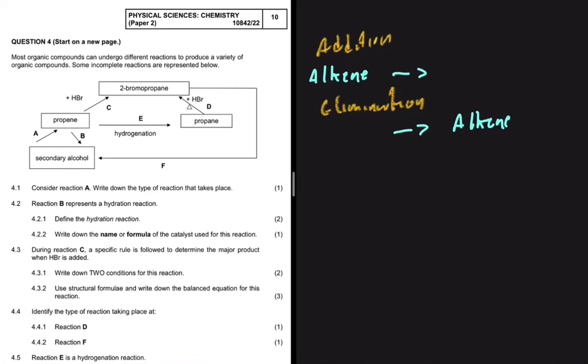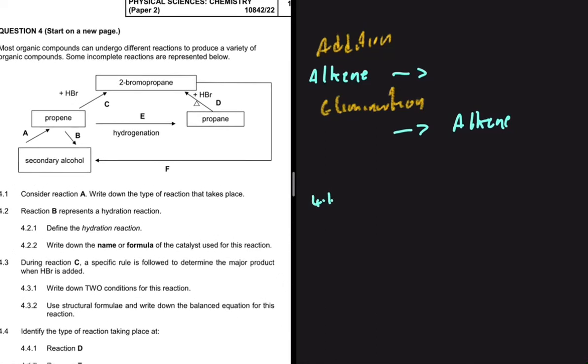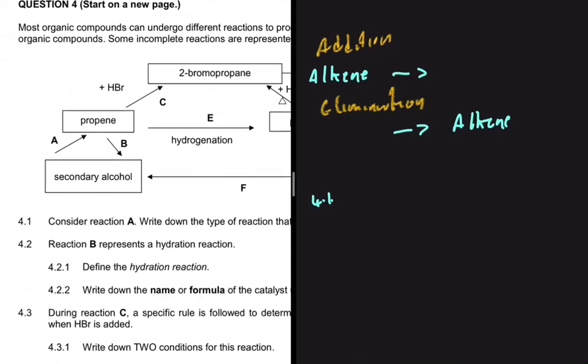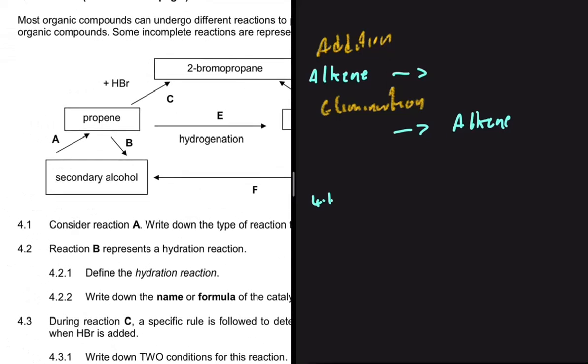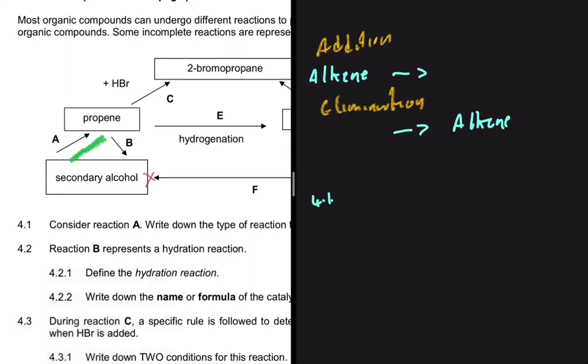What am I even saying? Let me show you what I'm talking about by answering this question. Let's look at 4.1. Consider reaction A and write down the type of reaction that takes place. So reaction A is right here. Let me go through my conditions and see which one is met. Do we start with an alkene? No, we don't. We start with a secondary alcohol. Do we end up with an alkene? Yes, we do. We have propene as our product, right?